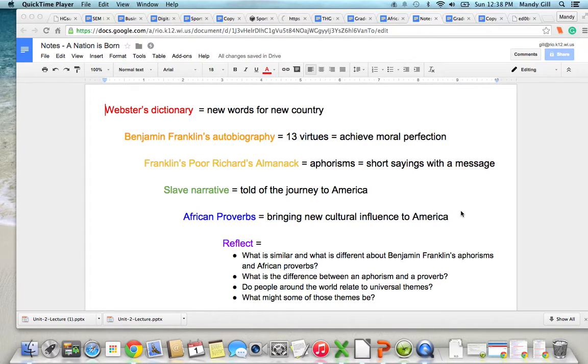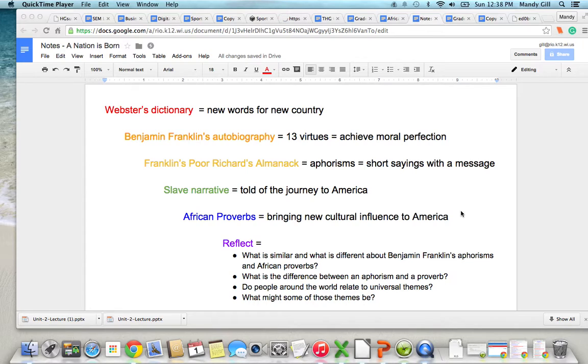Moving from there, we get to the slaves making the journey from Africa to America, and we jumped into our first slave narrative. So these were very important because they told the story of that journey, and without those, we may not have that information today.